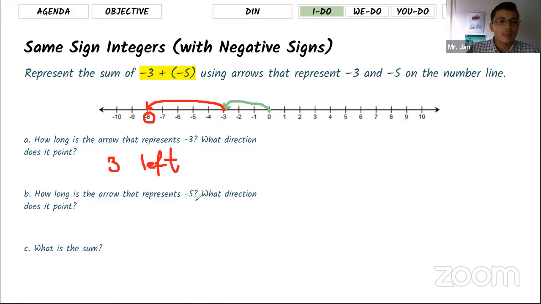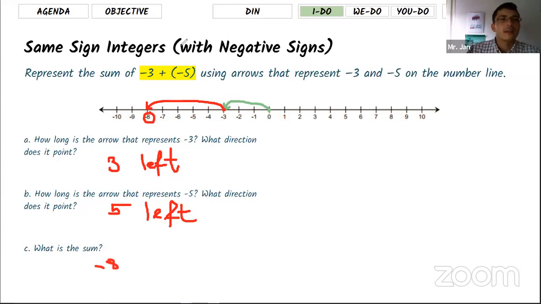The second one is the same thing, starting at -3 till -8. So the arrow for -5 will be 5 units. Which direction? Again, because it's negative, it's going to the left. So you keep going left and left. What is the sum? Again, the final destination, the number that we circled, is -8.